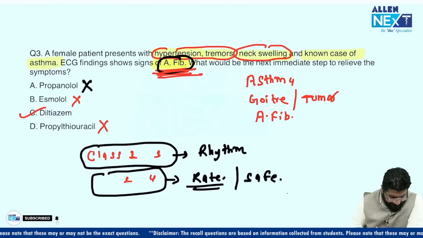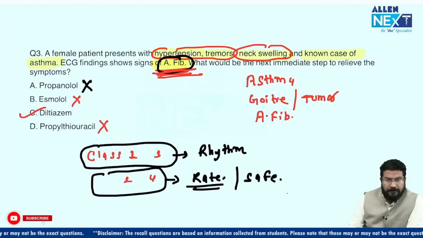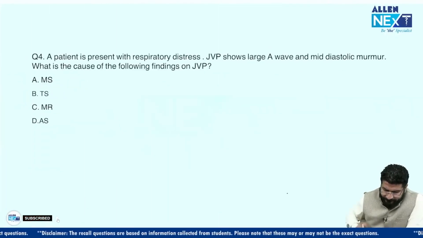Compared to class 1 and 3. Clear? So the answer for this question will be deltiasm.